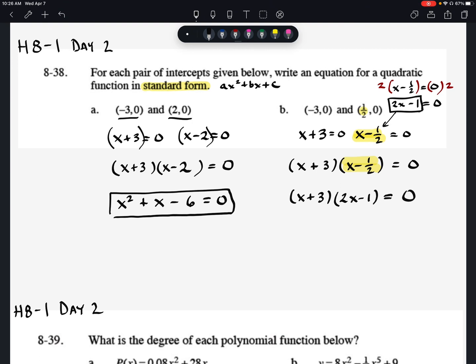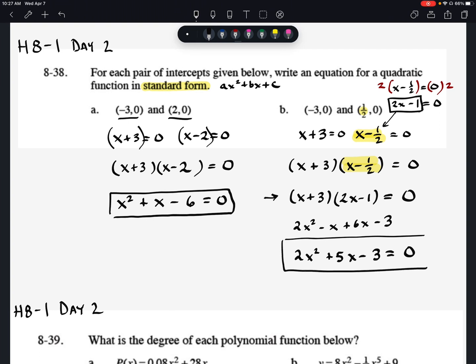Now in either case, you're going to take either one of these and FOIL it out to get your answer. To me, this one looks easier to FOIL out, so let's do that. We've got 2x squared minus x plus 6x minus 3, or 2x squared plus 5x minus 3 equals 0. If you did it with the x minus 1/2, you're just going to have to probably divide everything up here by 2 in that final answer.